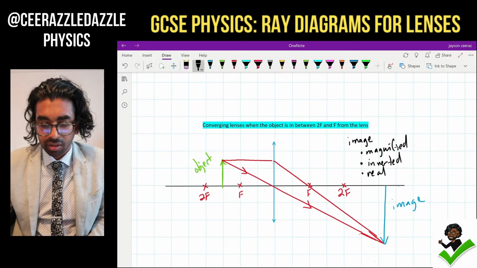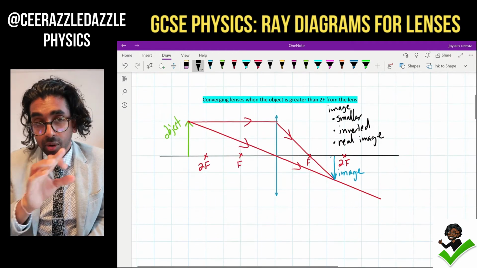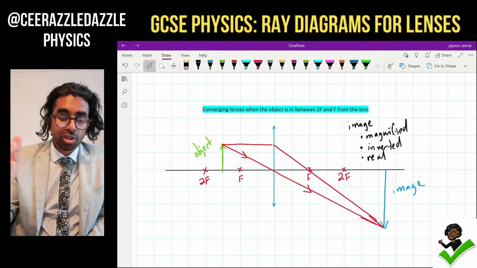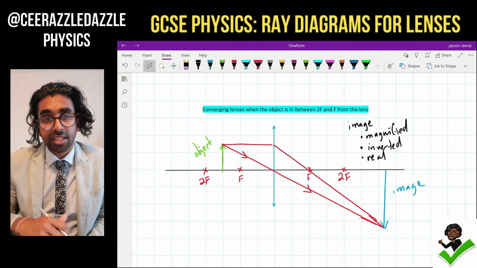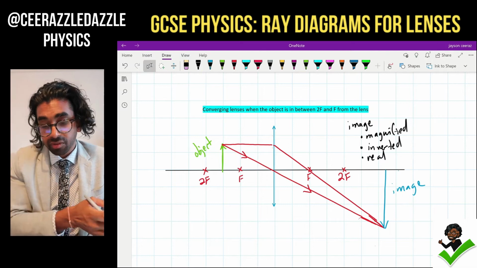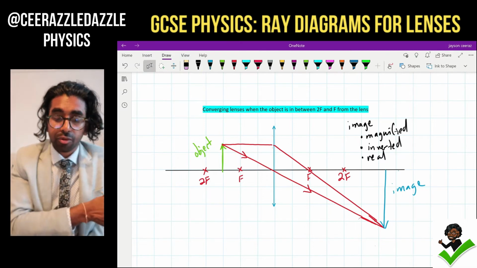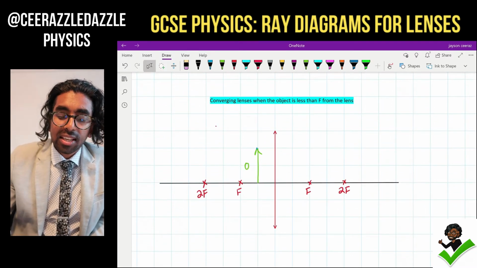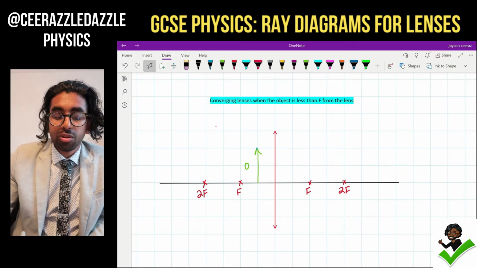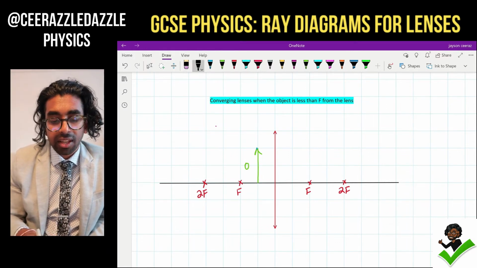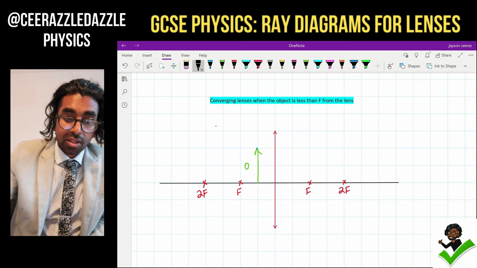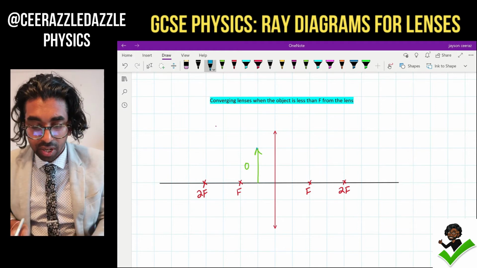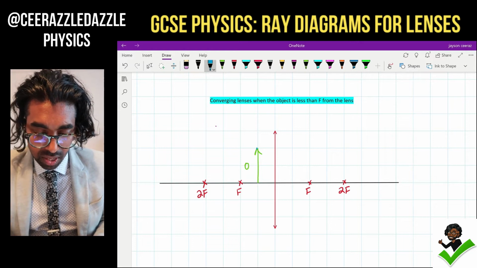Happy with that? It's similar to the one we did before, but because I shifted the object to a different location, I'm getting a different type of image. But I still construct the same rays to work it out: either straight through the center of the lens, or straight across and then through F. Right, next one. What about a converging lens when the object is less than F from the lens? I've moved the object closer, so it's in between F and the lens itself. Let's do the first ray, from the top of the object, O, directly through the center of the lens.